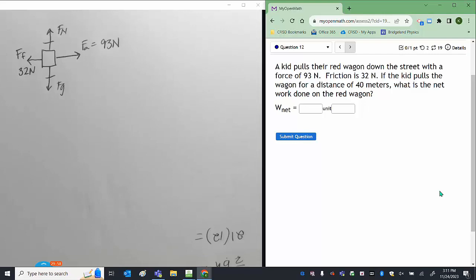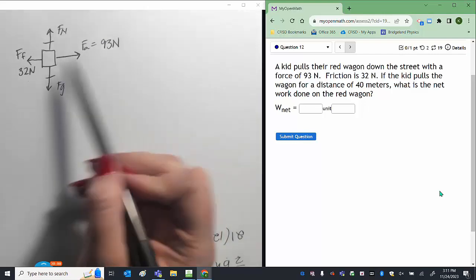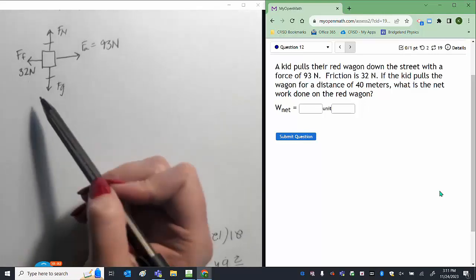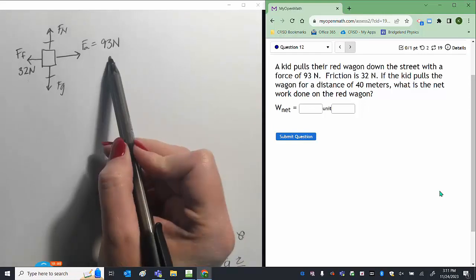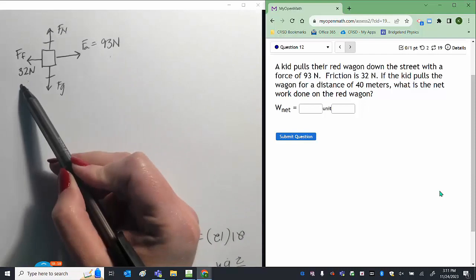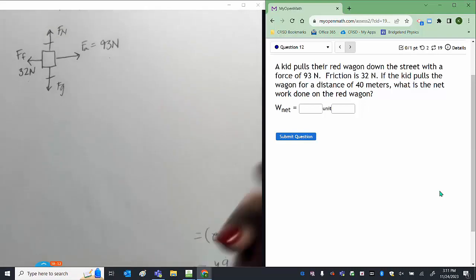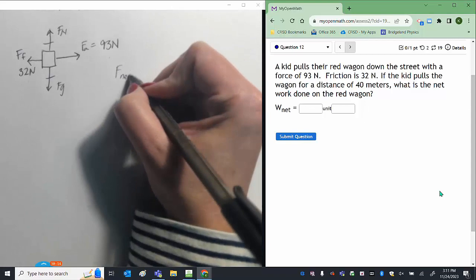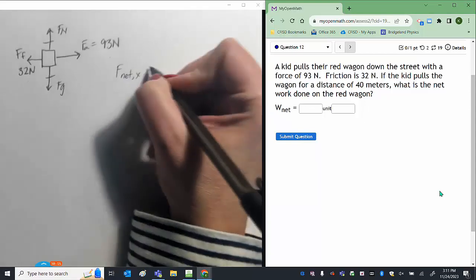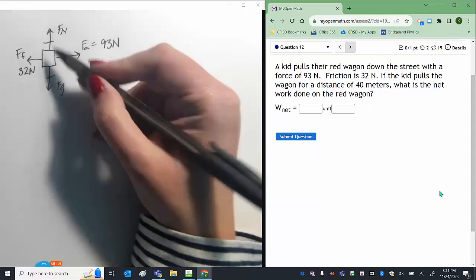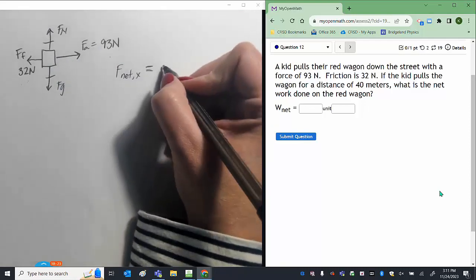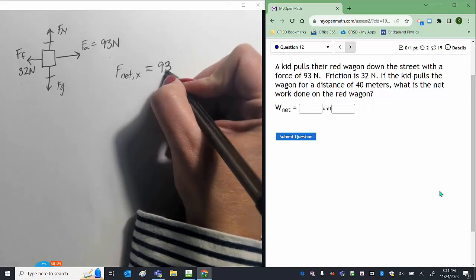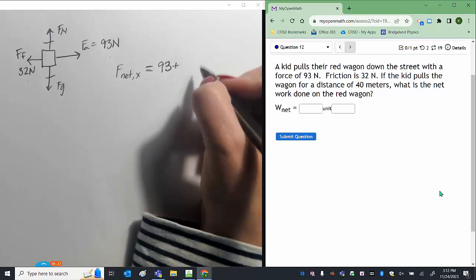by the distance. Well, in this case, they gave me two different forces. However, when I draw them, I can see how I can find the net force. We've done this in a couple of our units now, but if I have 93 newtons going one way and 32 newtons going the other way, again, remember, net force is the sum of your forces. In this case, that net force is going to be in the x direction because, again, these are going to cancel. And so my net force is the sum of my forces. That's going to be 93 newtons plus 32 newtons.